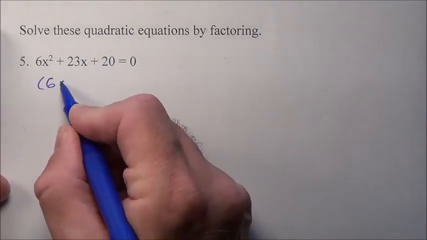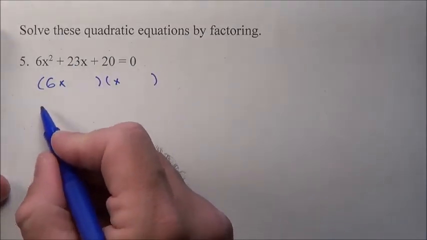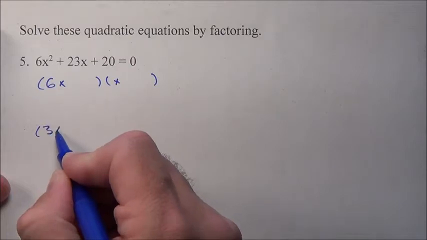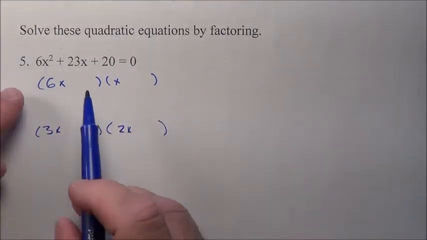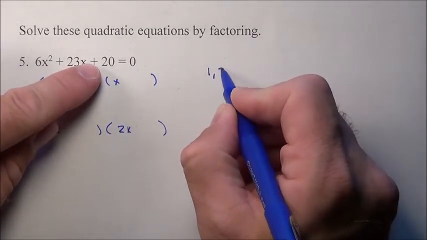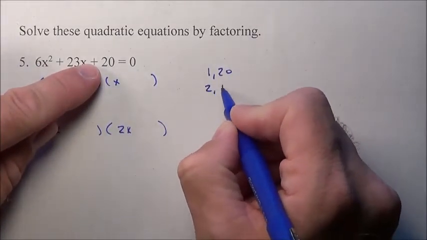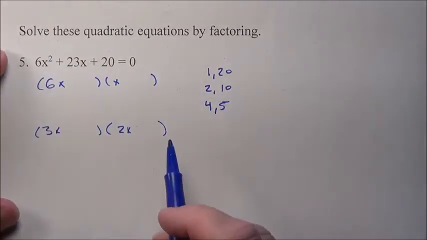I know there's a possibility of 6x and an x in something. And then I know there's also going to be the 3x and 2x. That's the only way you can create a 6x squared. Now to create 20, I know there's possibilities of 1 times 20, 2 times 10, 3 times nothing, 4 times 5. So I'm going to play with this.